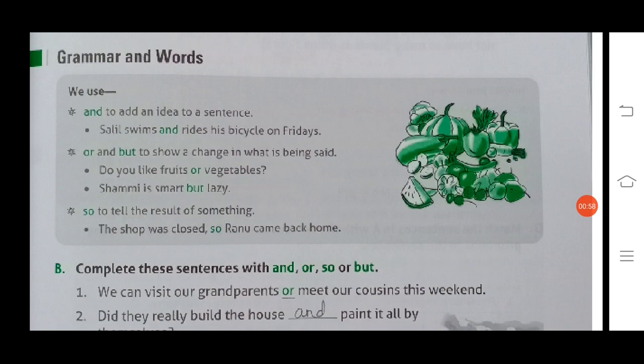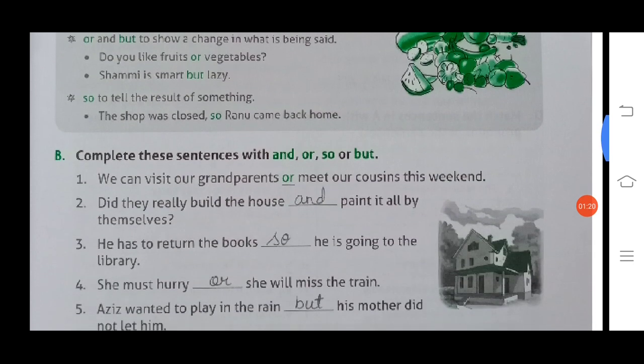Second one, we use or and but. Or is used when we choose any one from the two. Okay, and but is used when there are two opposite ideas, to show a change in what is being said. Example: Do you like fruits or vegetables? Shami is smart but lazy.